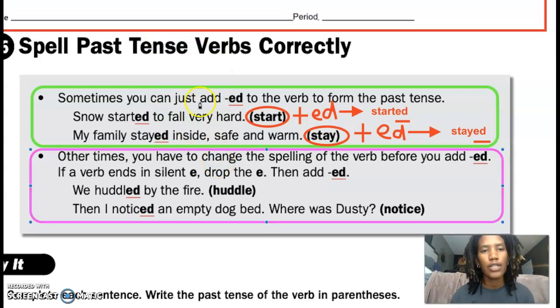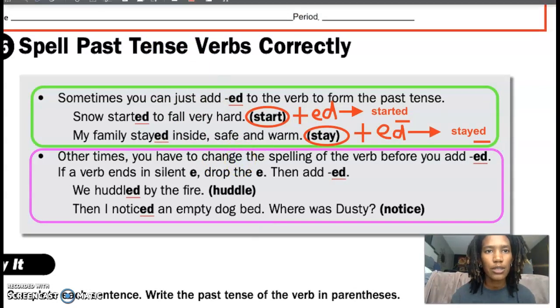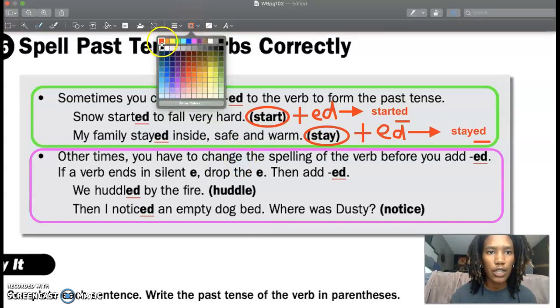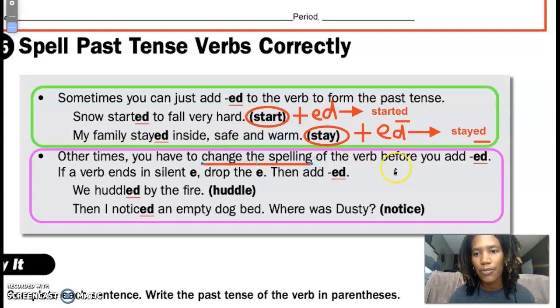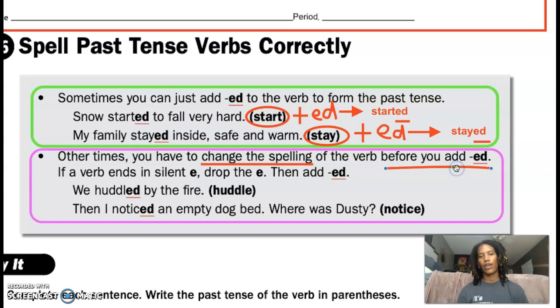Oh no, that's not what I wanted to do. I just wanted to change the color. Okay. All right, so you have to change the spelling before you add ed.